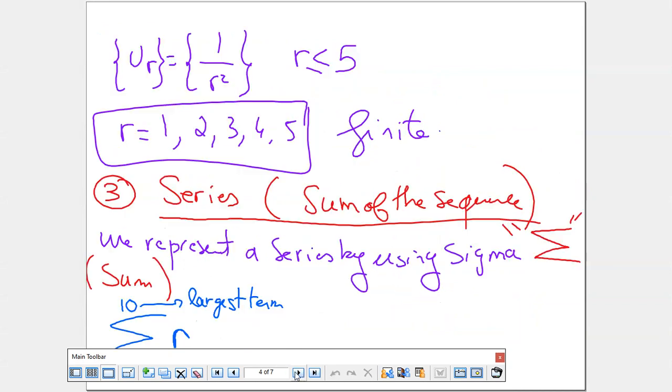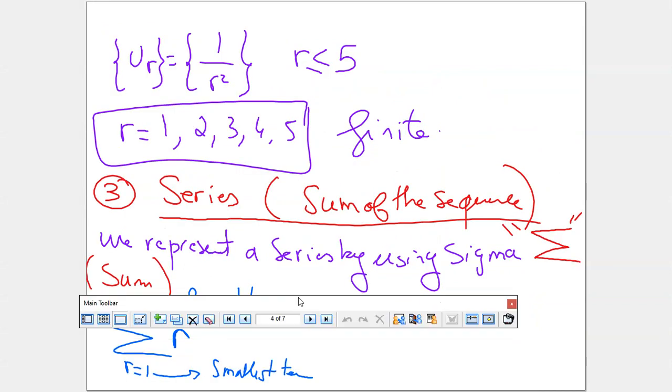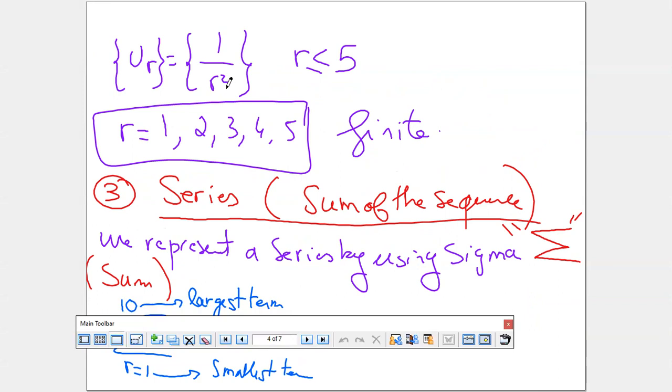If I take the second example here, Ur is equal to 1 over r squared. They mentioned that r should be less than or equal to 5, and sure, r starts with 1, which means r is 1, 2, 3, 4, 5. So I have just 5 terms. It means it's a finite sequence, and we can find the values. It's 1 over 1, then 1 over 4, 1 over 9, 1 over 16, and 1 over 25.